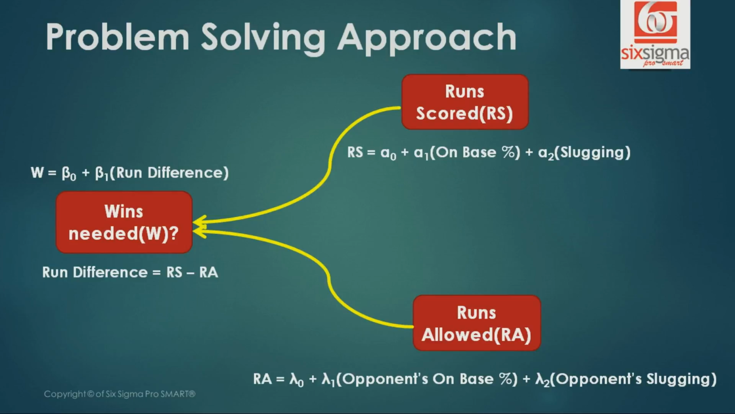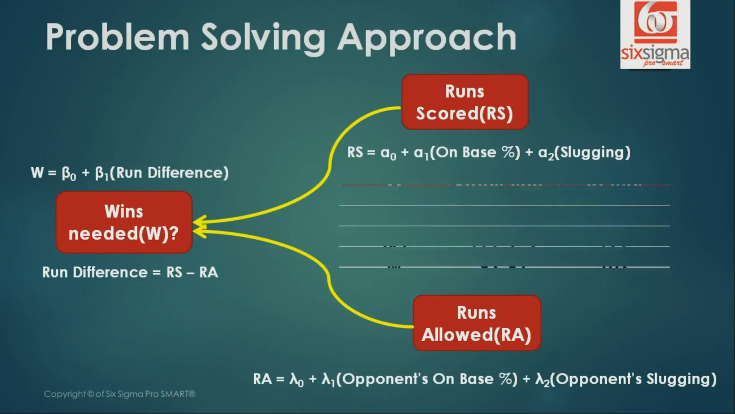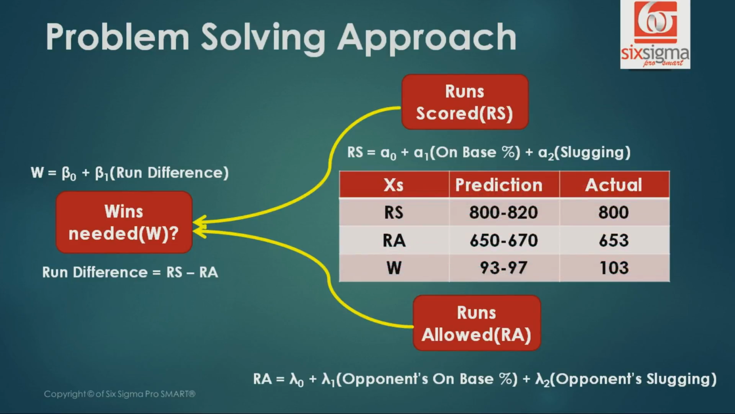Let's now look at the table as to what was predicted using the historical data versus what was actually realized. So here's a comparison. Predictions made by Paul DePodesta claimed that Oakland A's should be able to score between 800 to 820 runs, and they actually achieved 800 runs. Similarly, for runs allowed, Paul DePodesta estimated it to be between 650 to 670, and that was actually 653.